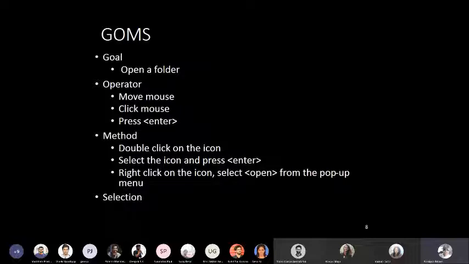So for example, press enter is one such operator. Now there are multiple methods to open the folder. For example, we can double click on the icon, probably the most common way we work. Then we can select the icon and then press enter, or we can move the mouse cursor towards the icon and then right click on the icon and select open from a pop-up menu. So all these constitute different methods to achieve the same goal.